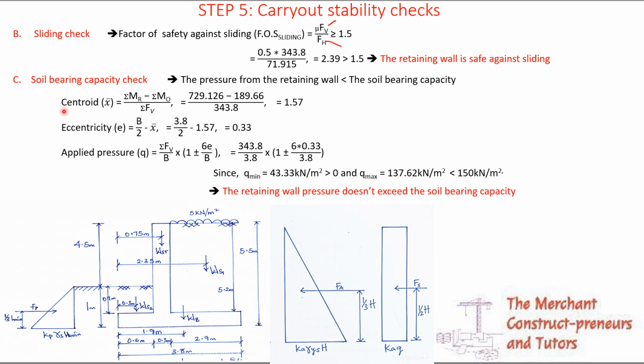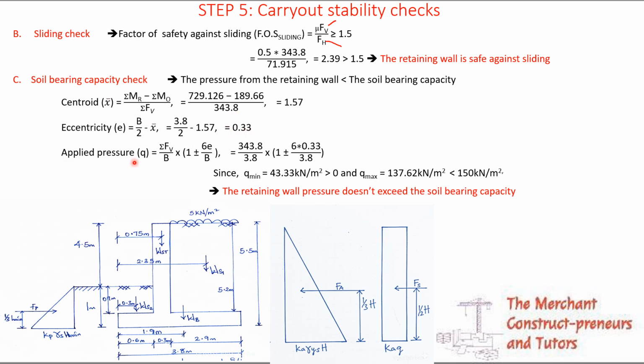So now the formula is actually broken down. First we need to calculate the centroid, which is given by the summation of restoring moments minus the summation of overturning moments, divided by the sum of vertical forces. So you have calculated the centroid as 1.57. Now to get the eccentricity, we take the width of the base divided by 2 minus the centroid. After that, the eccentricity is given, and we got it as 0.33.